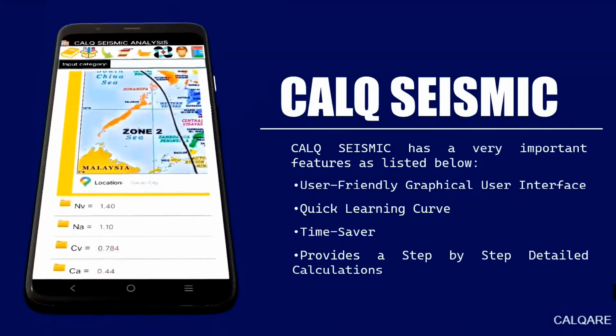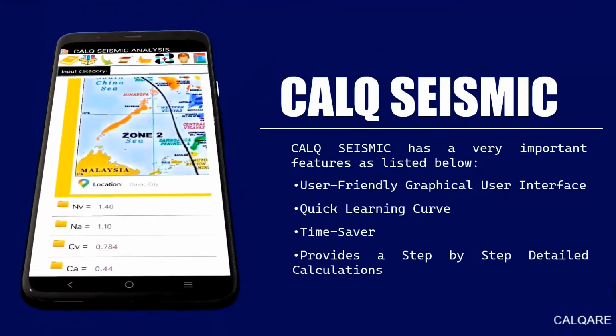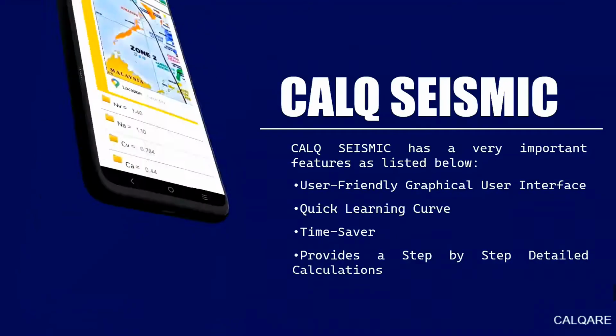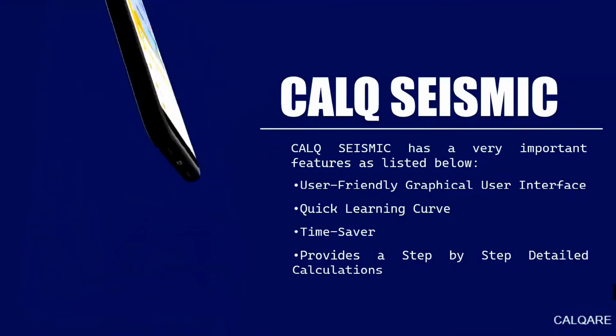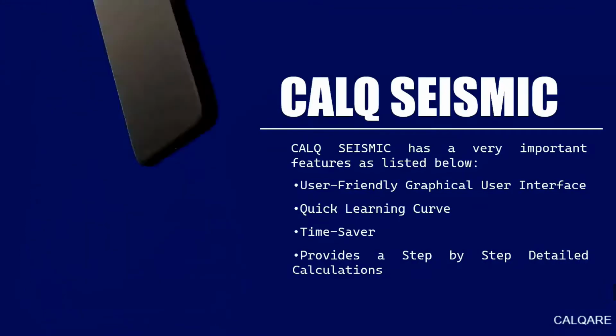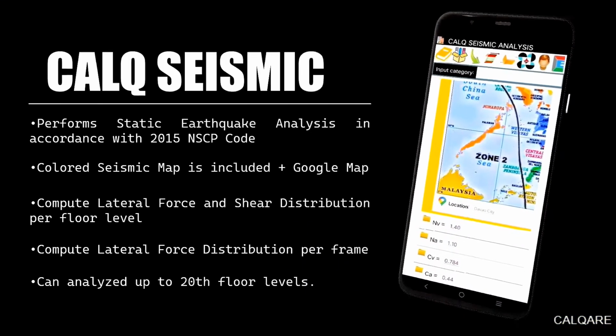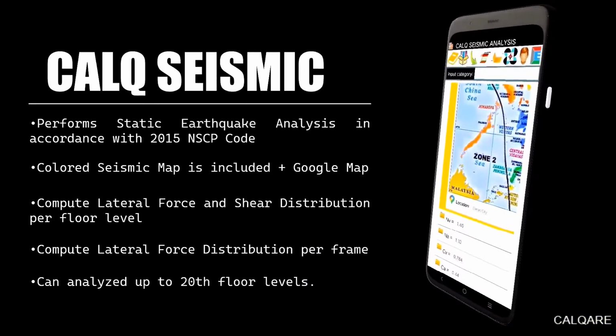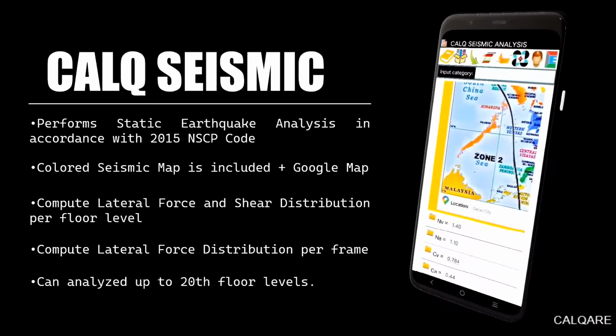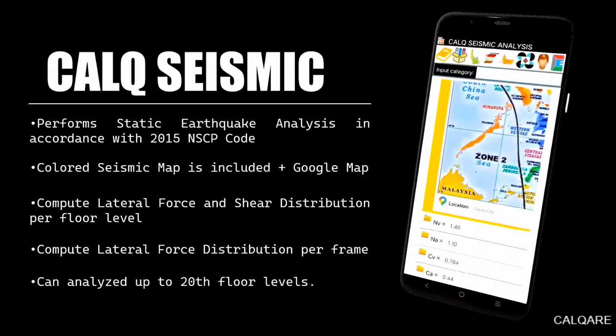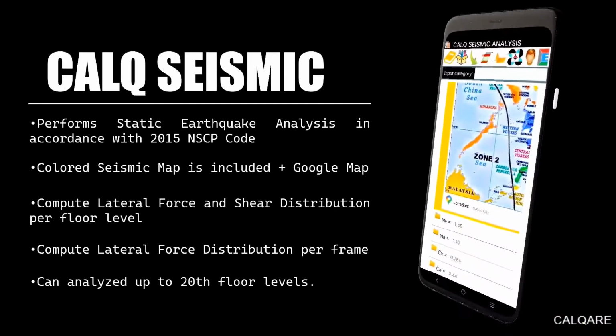CALQ SEISMIC has very important features as listed below. User-friendly graphical user interface. Quick learning curve. Time saver. Provides step-by-step detailed calculations. Perform static earthquake analysis in accordance with 2015 NSCP code. Colored seismic map is included plus Google Map.